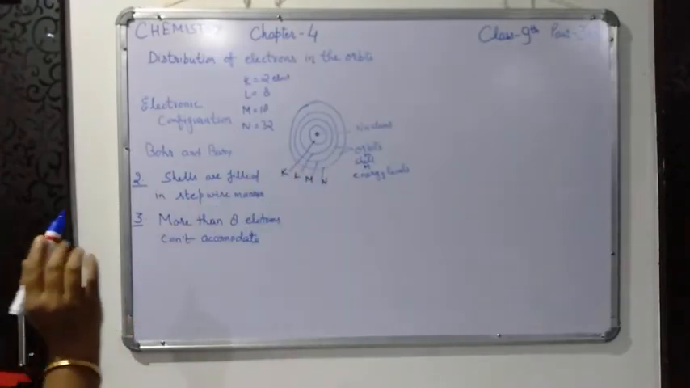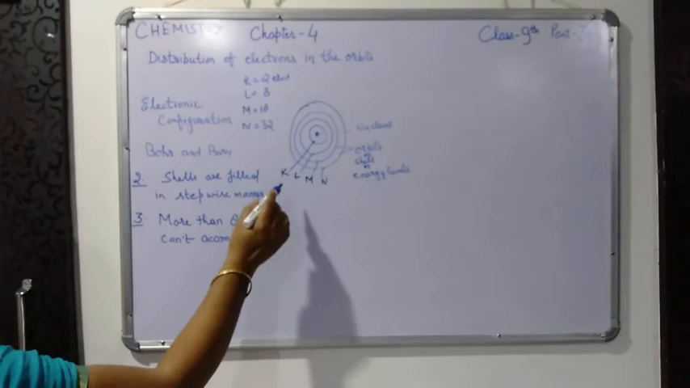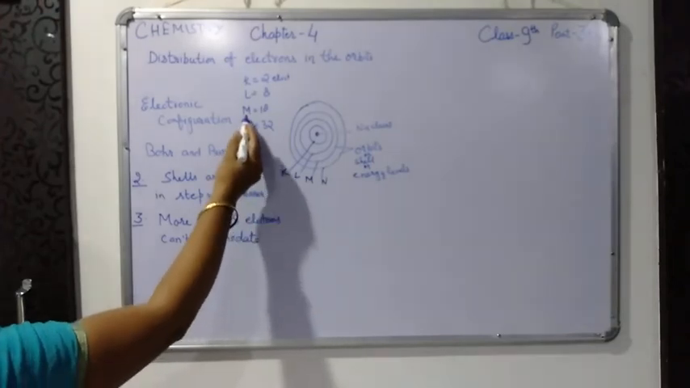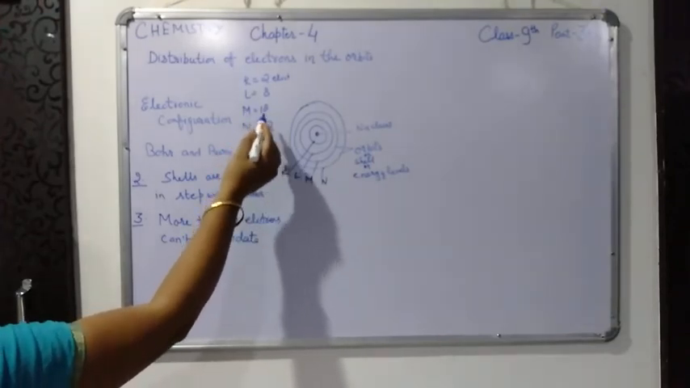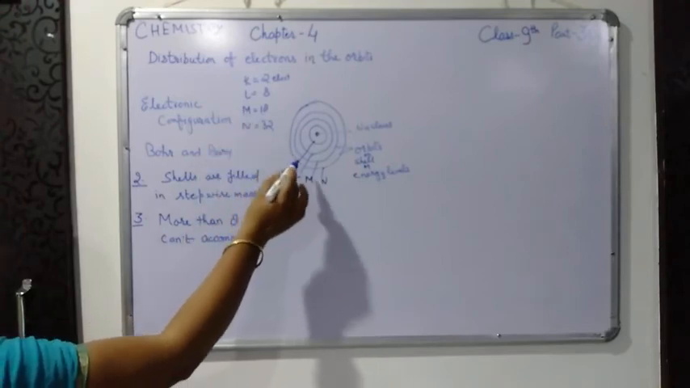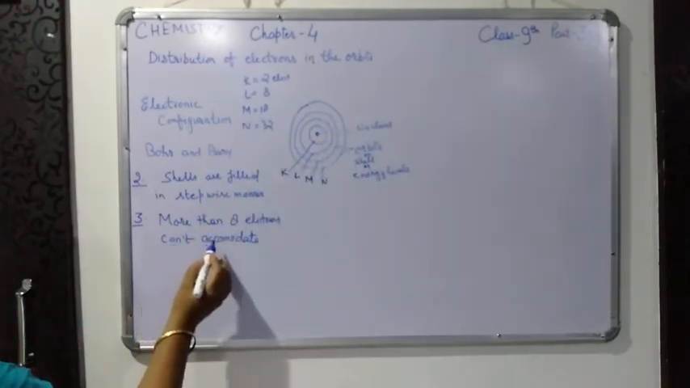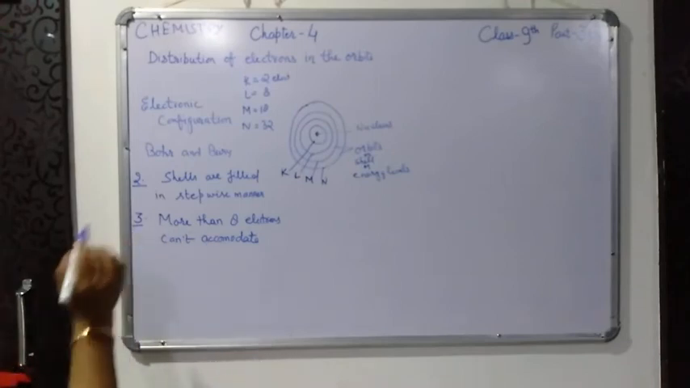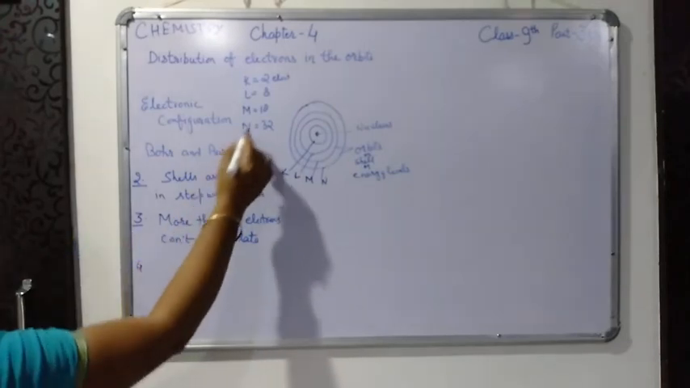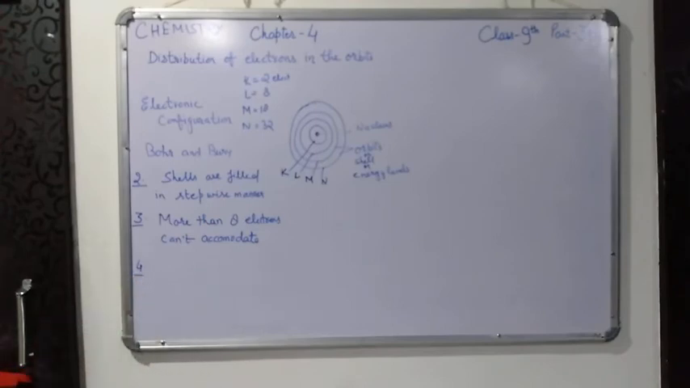But we know that the maximum capacity of the third and fourth shells is 18 and 32. Then also in the last shell, more than 8 electrons cannot accommodate. This is the third rule. Now the reason behind this I am telling you now.